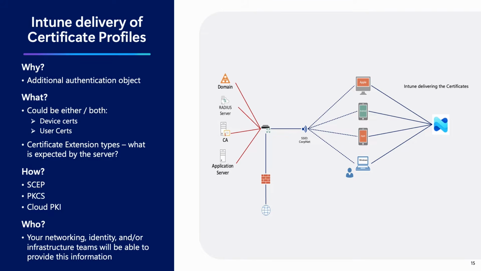So what does that look like in the Intune world? It is an additional authentication object. So technologies like EAP TLS authentication require the user or the device to have a certificate issued to the device. This is where you have a certificate that has a usage or key usage, which we call here the certificate extension types. This is where it's expected that you have client authentication or user authentication associated with that extension.